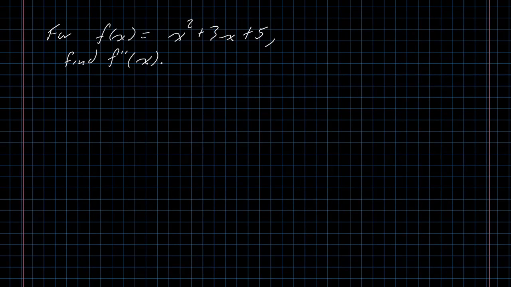So if we are looking at a function and we want to find a higher derivative, I did mention that the way to do that is to find the successive derivatives. So we start with our function f of x, and the first thing we will need to do in order to find the second derivative is to find the first derivative. The derivative of x squared is 2x. The derivative of x is 1, so the derivative of 3x is 3. The derivative of a constant, 5, is 0.